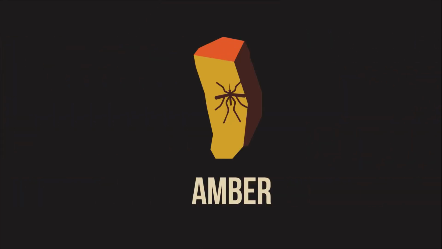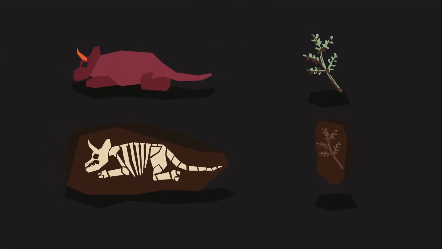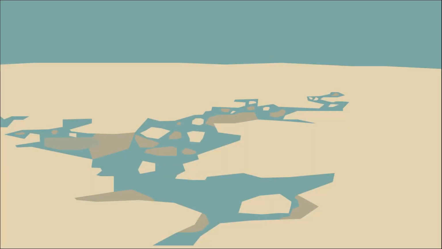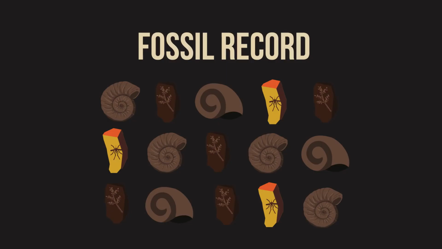Any insect or plant which was trapped in this tree sap would have become quickly coated, and there would have been little opportunity for the remains to decay. Fossilized remains of plants and animals made in a similar way are sometimes found in peat bogs, tar pits, or ice. So in this video, you have learned what fossils and the fossil record are.